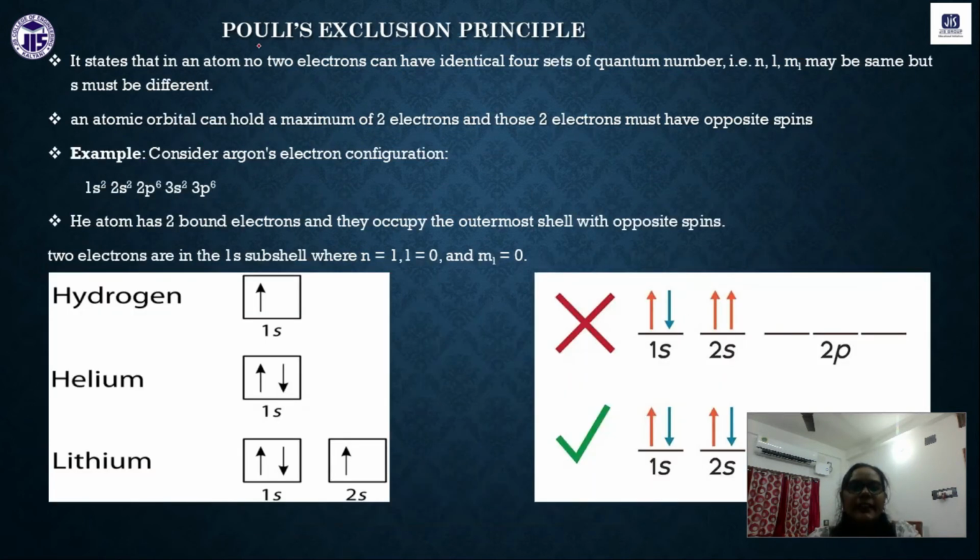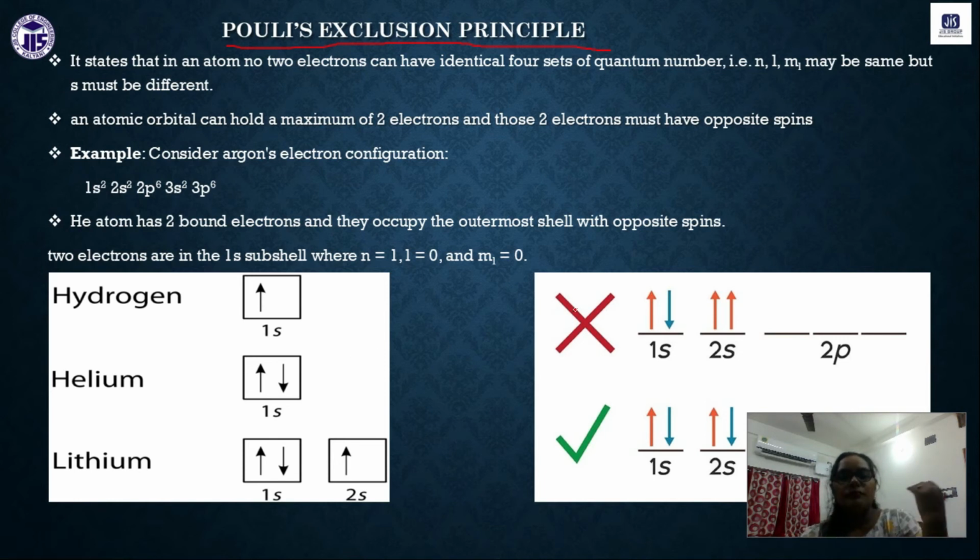Next is Pauli's exclusion principle. What do you mean by Pauli's exclusion principle? According to Pauli's exclusion principle, no two electrons can have all four quantum numbers the same. If three quantum numbers are the same between two electrons, then the fourth one must be different. Otherwise, it will violate atomic stability. So this is called Pauli's exclusion principle.